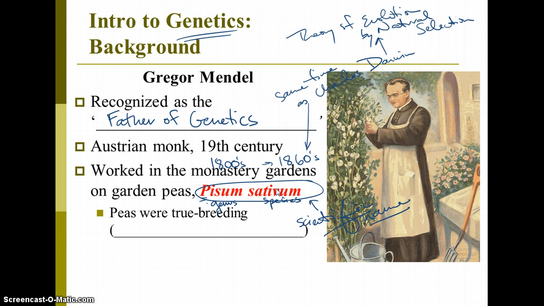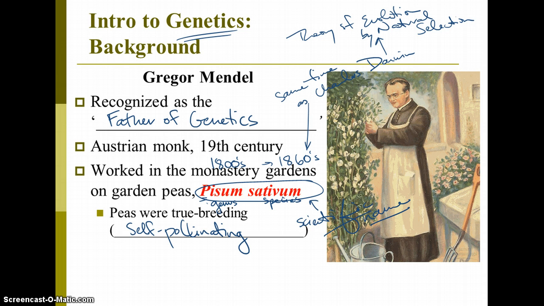But his peas were true breeding, which means that they were self-pollinating. That means that the flowers are actually the sexual organ of the flowering plants. They pollinated themselves, or he could take one and pollinate it with another flower on the same plant that had the same genetics. And so he could self-pollinate and always get the same kind of flowers or plants in the next generation.